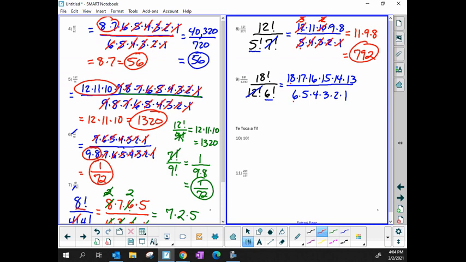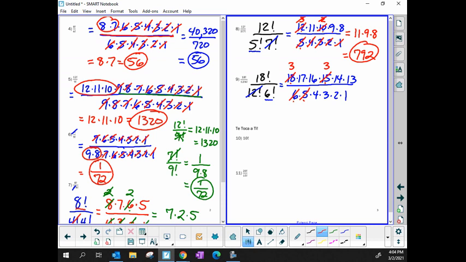Are there any numbers on top that 6 goes into? Yeah, 6 goes into 18. So the 6 will cancel out, and then I do 18 divided by 6, which is 3. All right, then I got the 5. Are there any numbers on top that 5 goes into? Well, 5 goes into 15. So I'm going to cancel out the 5, and 15 divided by 5 is 3. So the 15 is now a 3.